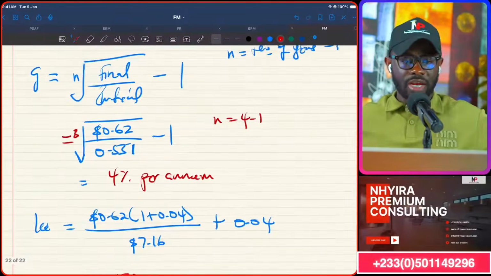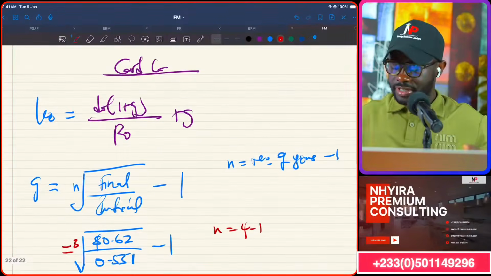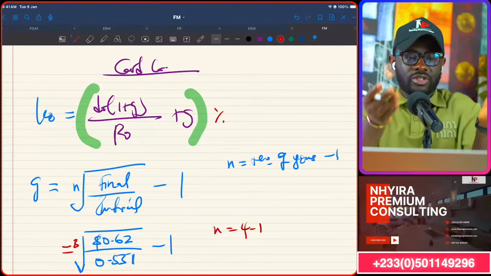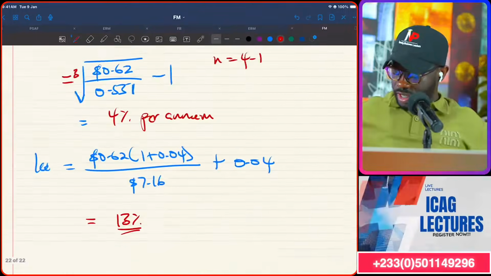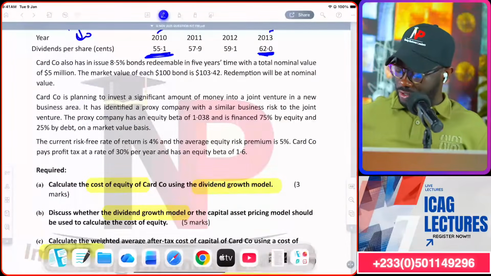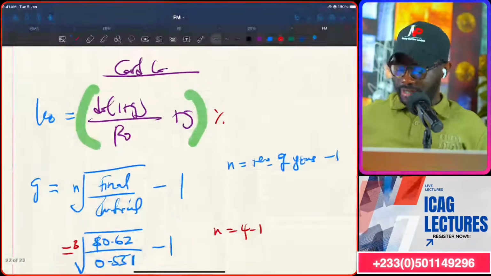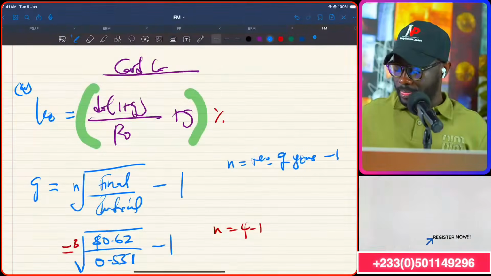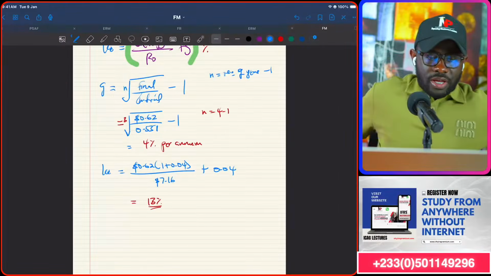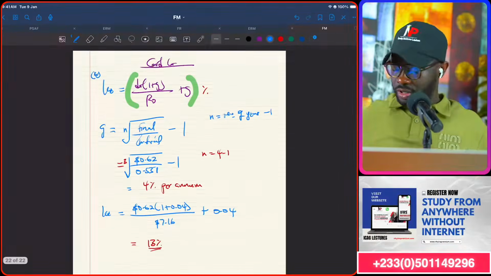Because remember, the formula has to be times 100. This whole formula is in percentages, because the cost of equity is expressed as a percentage. So that is the A aspect of the question: calculate the cost of equity using the dividend growth method. That's A. Very simple and straight to the point in respect of what we are supposed to do here.